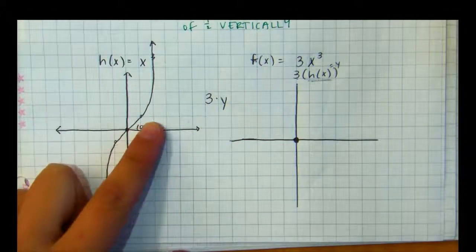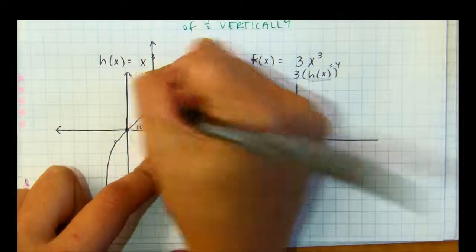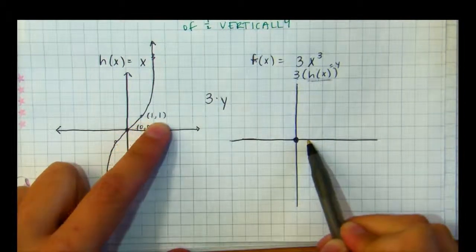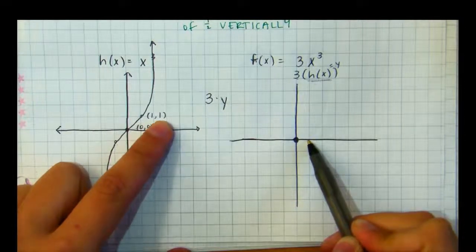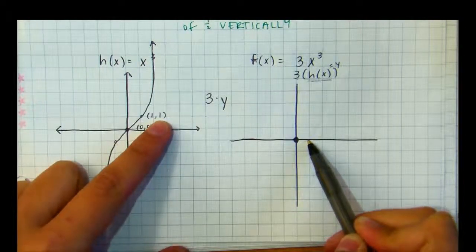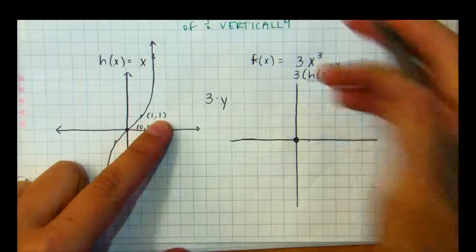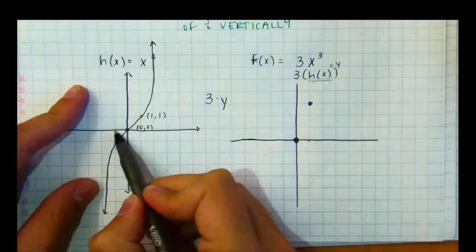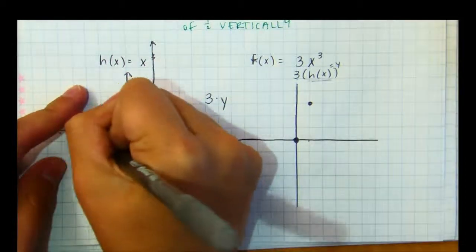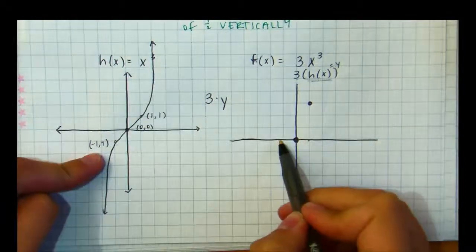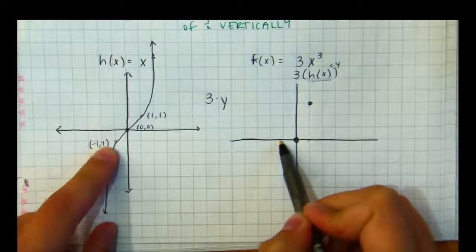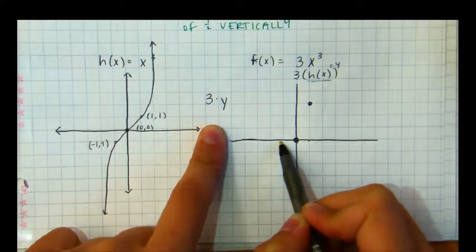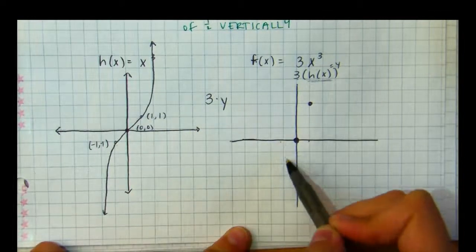Then I'm going to take (1, 1). My x value stays the same. I still go to the right one. But now I'm taking my y value, 1, and multiplying it by 3. So I'm going to go up 1, 2, 3. And then my last critical point, (-1, -1). My x value stays the same. If I take -1, my y value, and multiply it by 3, I'm going to end up where? Great, at -3.